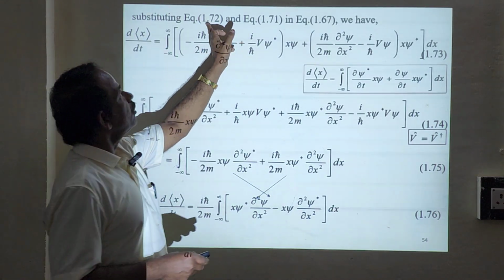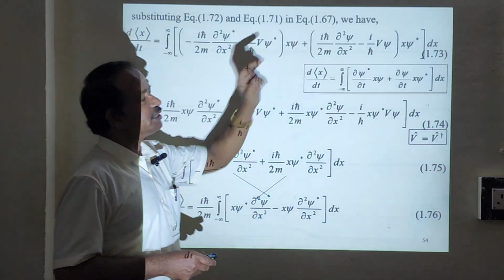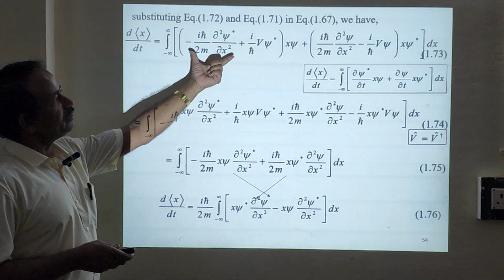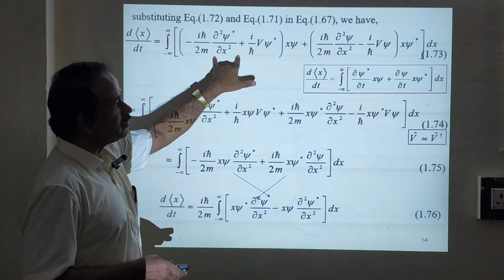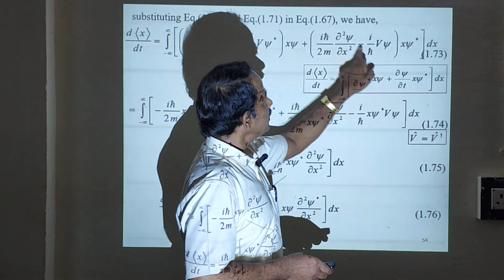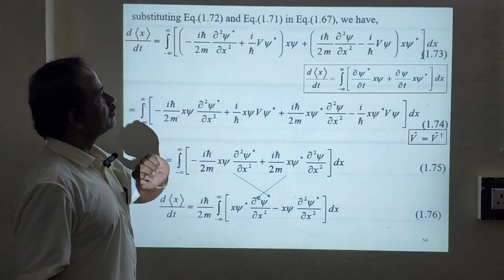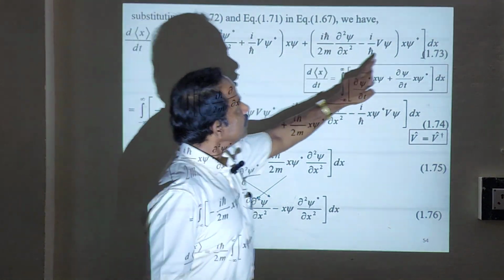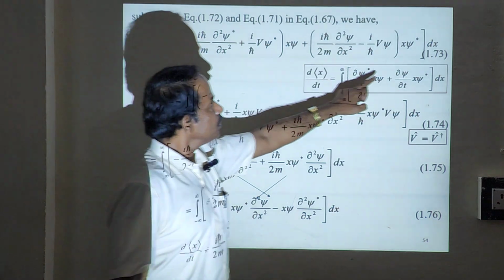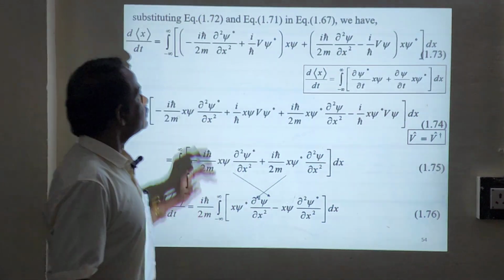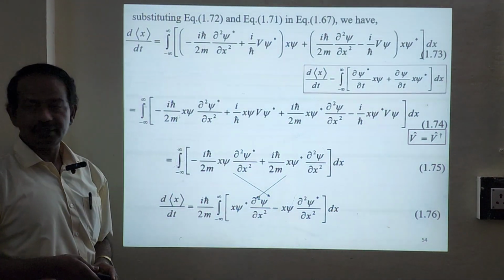So we will substitute equations 1.72 and 1.71 in 1.67. See, this is the equation. d psi star by dt is given by this term, d psi by dt is given by this term. Your psi is here and psi star is here. Is it clear? Equation 1.73, very simple.